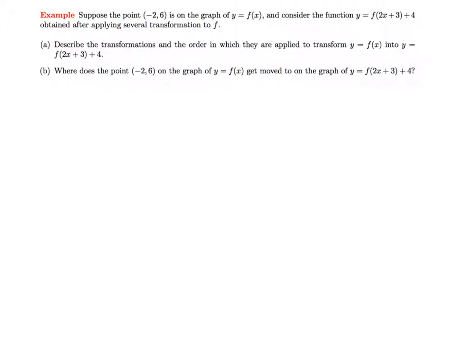So we start on the inside. One way to do this, if we keep our plan of attack from the previous slide in mind, is to start on the inside, and we first apply the horizontal shift. So for part A, first thing I'm going to do is a horizontal shift. In this case, we have a plus 3, so that means we actually move it in the negative direction. So we have a horizontal shift to the left by 3 units.